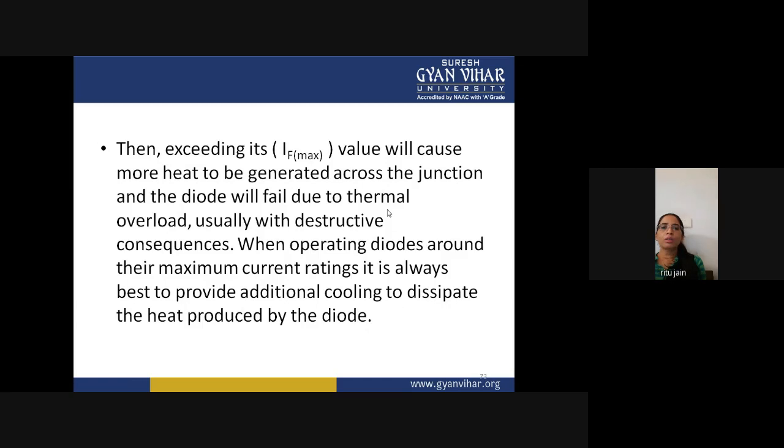Okay, so why is it happening? Because according to Ohm's law, when the current is flowing through the diode, there will be some resistance which may be small, but V is proportional to I. So there will be some heat dissipation, and then exceeding its value will cause more heat to be generated across the junction, and the diode will fail due to thermal overload. So this is usually with destructive consequences.